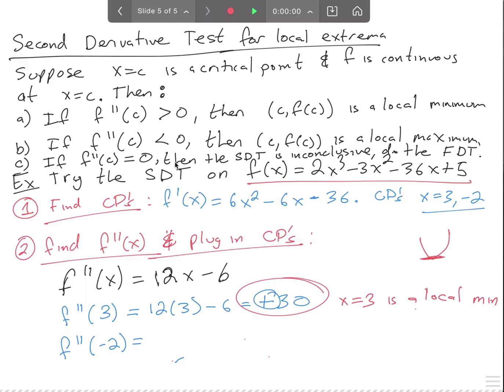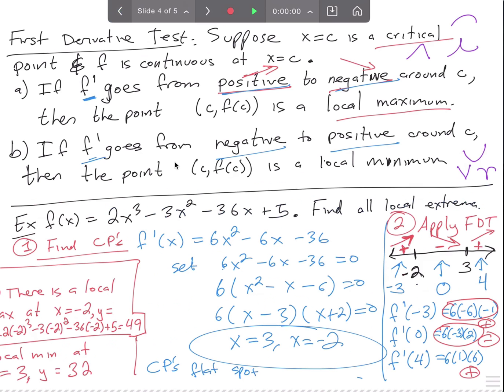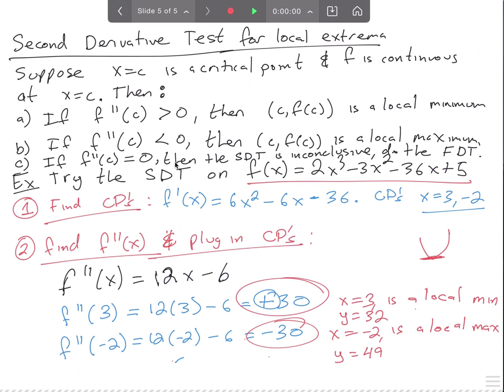Okay. That's right, it's a local min. And then if I plug in minus 2, what do I get? Negative 30. So that means it's going to be concave down, right? Okay, so it's going to be a local max. And then the y value, I forget, what was it? 49 for this one, and then 32. Okay, so we got the same thing, right? Min at 3, max at minus 2.